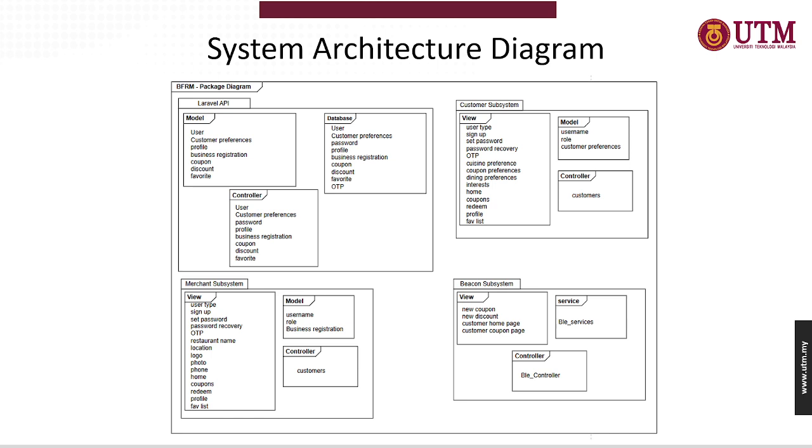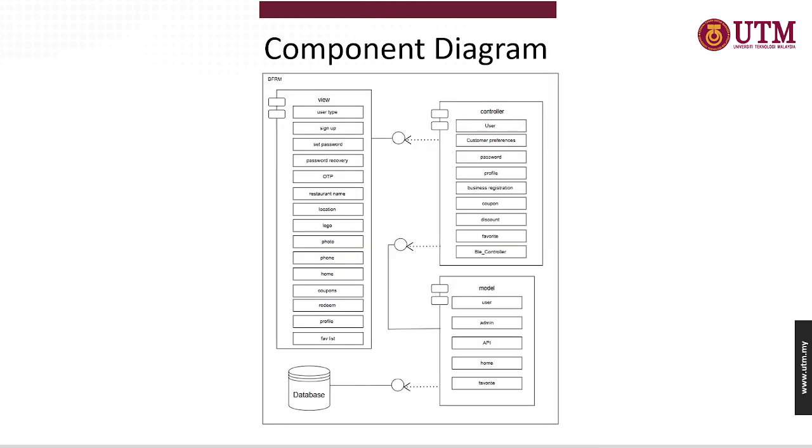Here's the system architecture diagram. I used MVC for this one. I decided to divide my system into four subsystems, such as the API and customer and merchant. And finally is the beacon subsystem, which is the one handling all the beacon scanning part, like the controller, and handling the services for the API as well to connect with the Android phone.